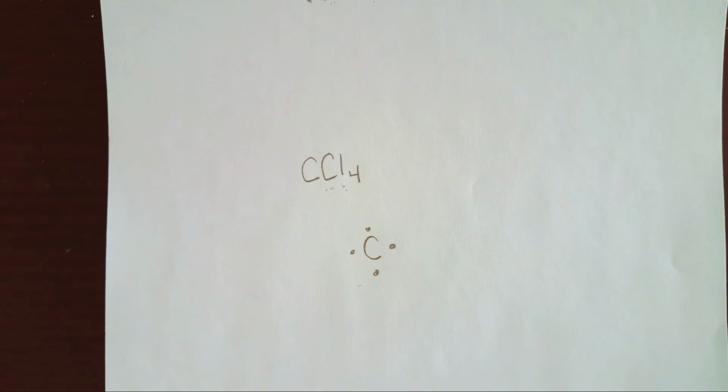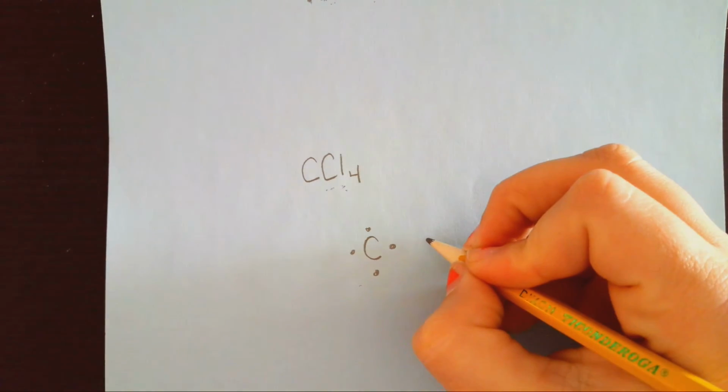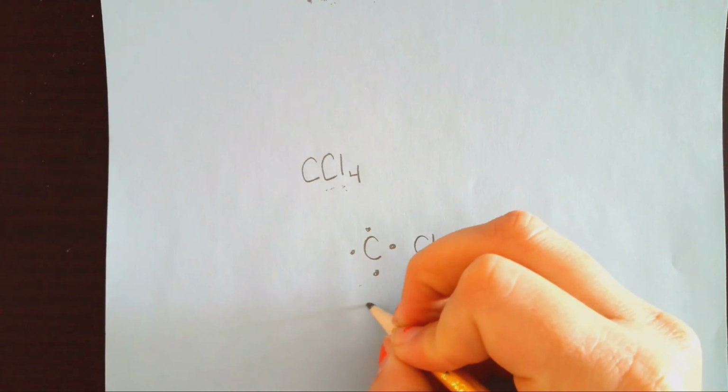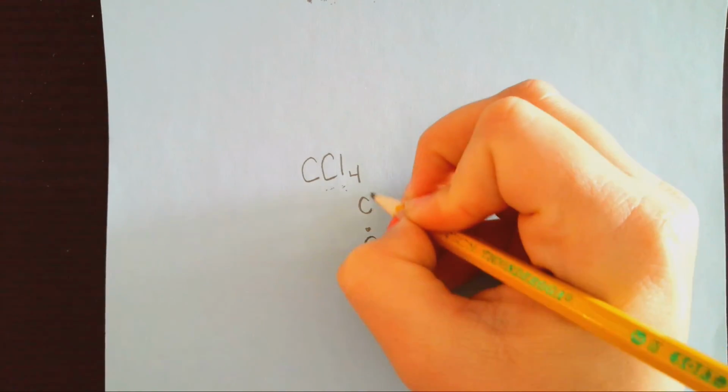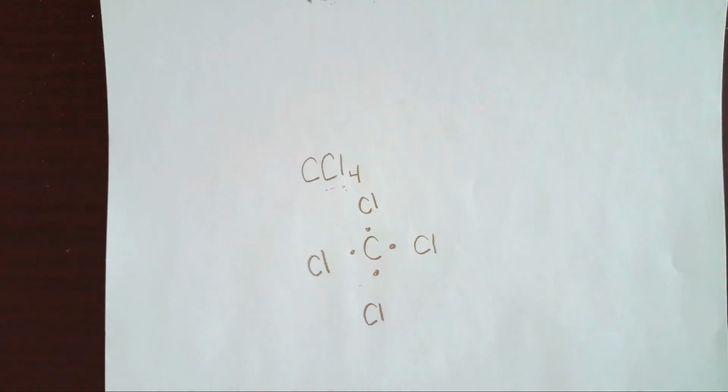Now, being the geniuses that you are, how many chlorines do we have? 4. And how many spots do we have to put one? 4. Look how that works out. So go ahead and put a chlorine next to every one of these little dots, leaving yourself room again to hold hands. So funny how everything in chemistry just works out magically. It's almost like I did it on purpose.